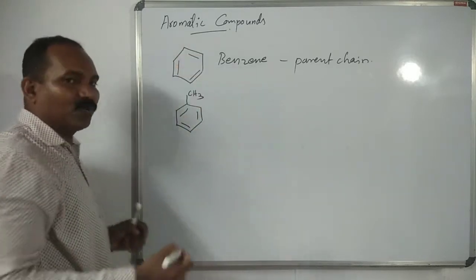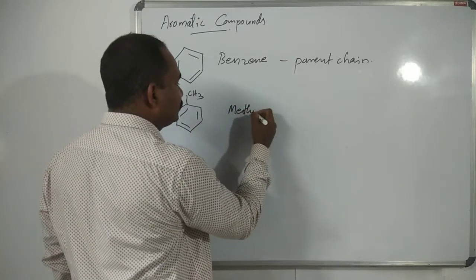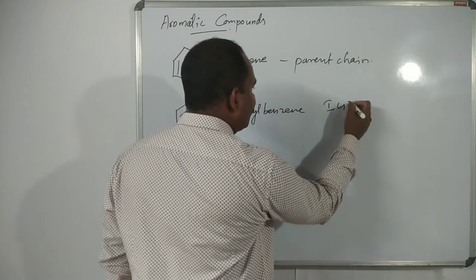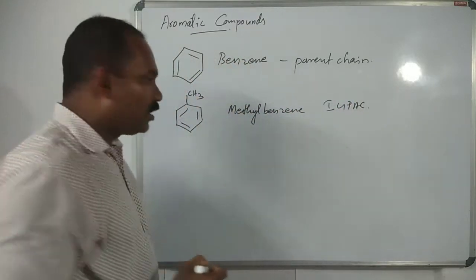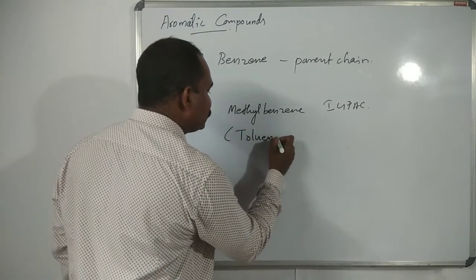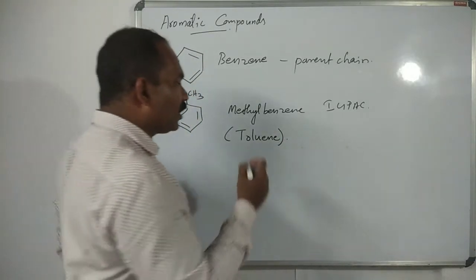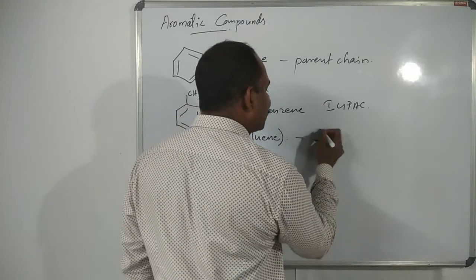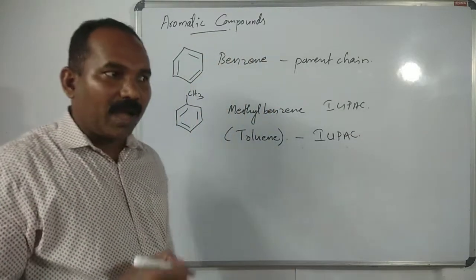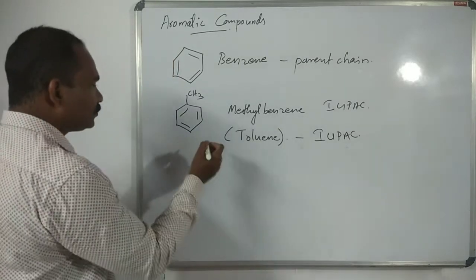Then if one methyl group, CH3, is present in the benzene, it is called methylbenzene. It is the IUPAC name. And its trivial name is toluene. Toluene is the common name or trivial name. I remember that this name is accepted by the IUPAC organization.